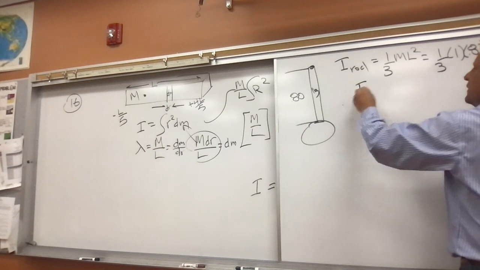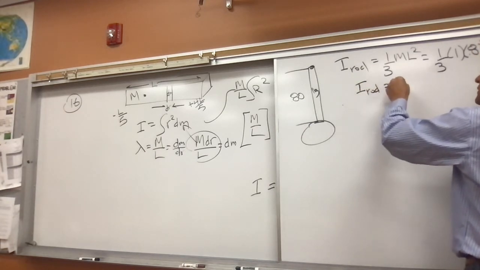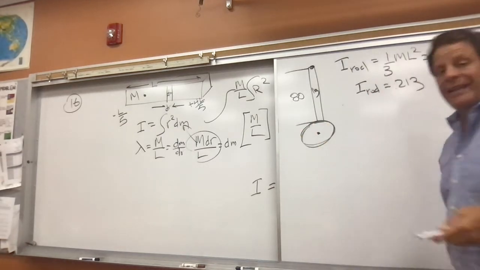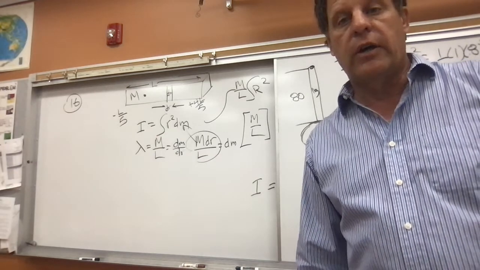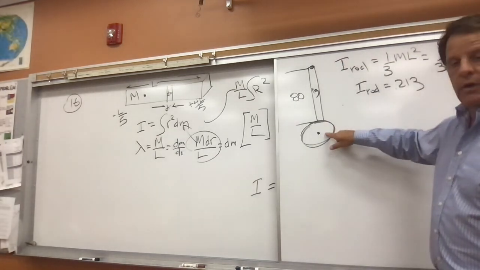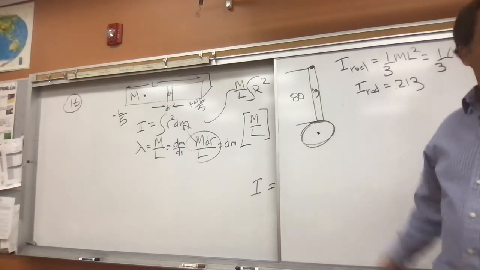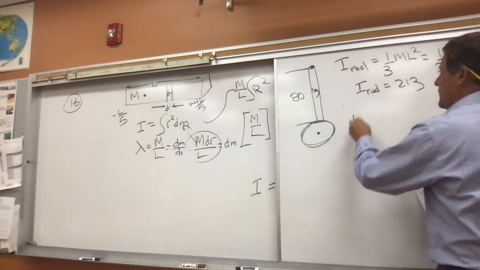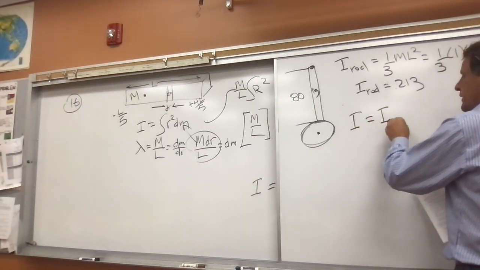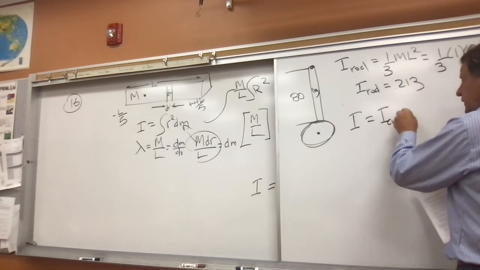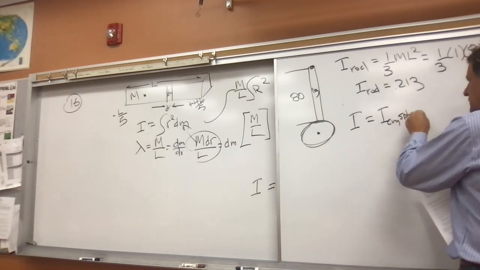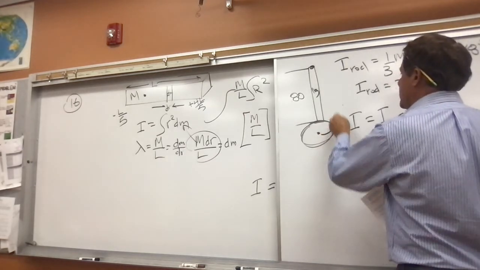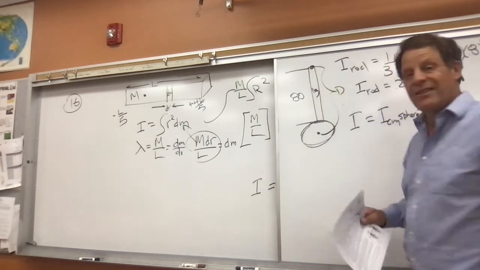So the I for the rod part is 0.213. Now, if we want to calculate the moment of inertia of this sphere, we've got the sphere there at the end, and so this I is going to be the I center of mass for the sphere plus md squared, which is going to be this distance, the distance of offset.